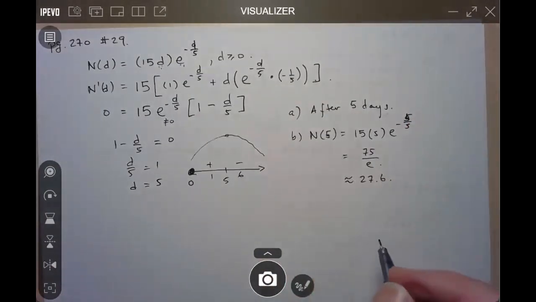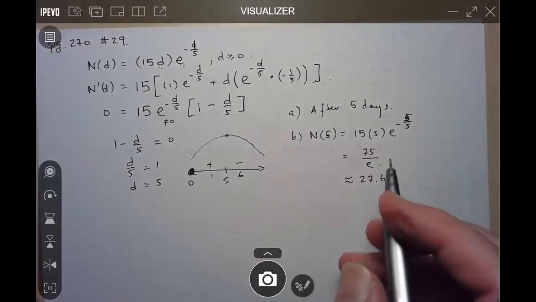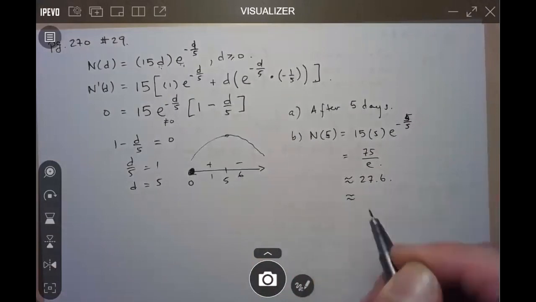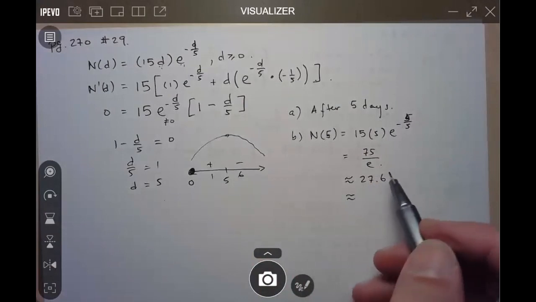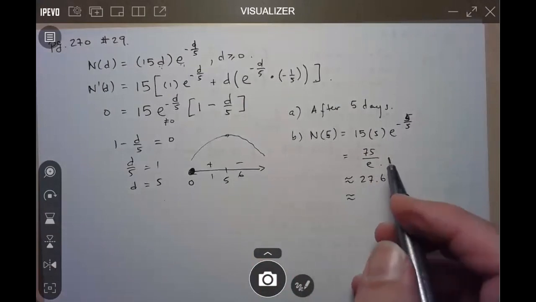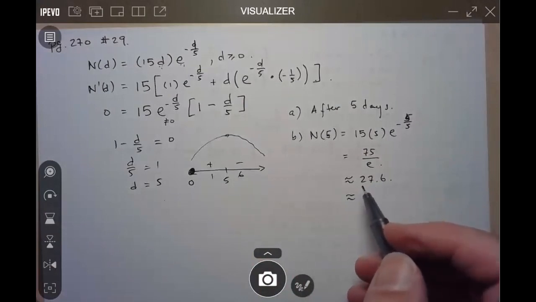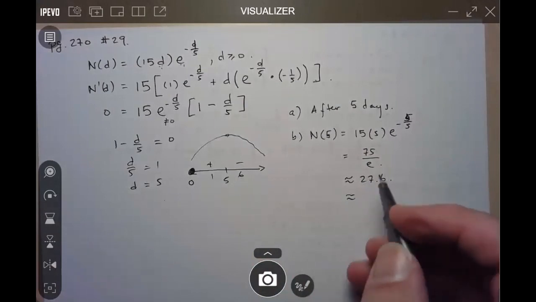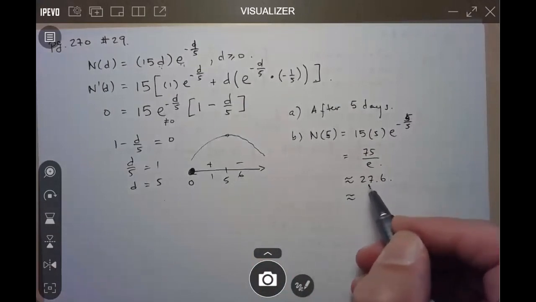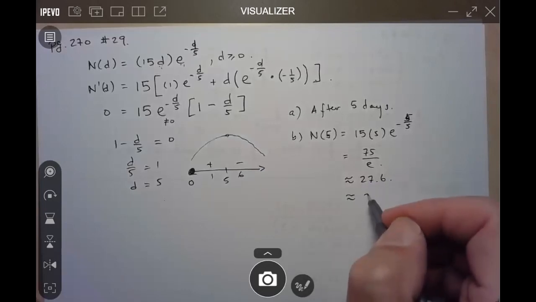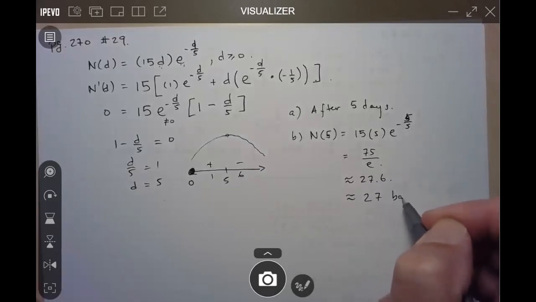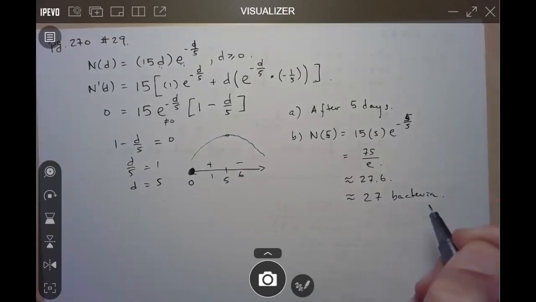Okay, and obviously you can't have 0.6 of a bacteria. So normally you would go up to 28, but here the bacteria has to actually be infected. So it looks like 27 will be infected. It looks like you're never going to get to 28. So here, 27 bacteria. It is bacteria, right?